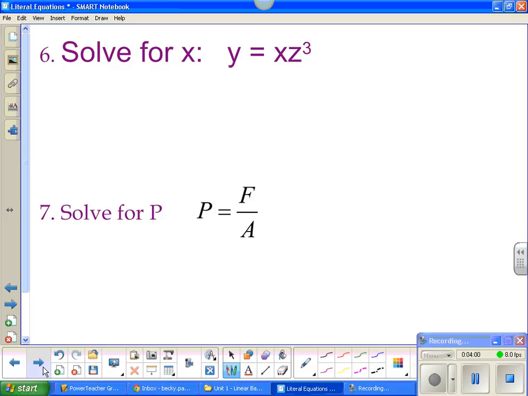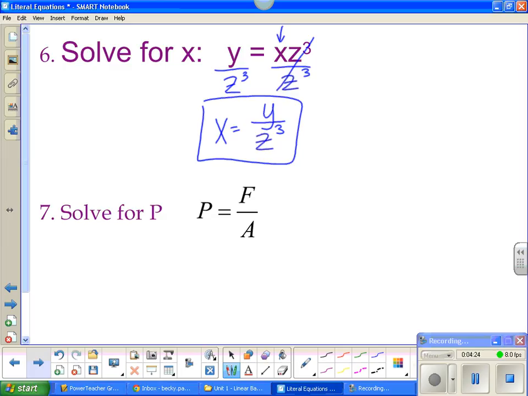Solve for x. So here's my x. What's with it is a z cubed. It's being multiplied, so to move it, I'm going to divide. So I divide both sides by z cubed. So I have x equals y over z cubed.